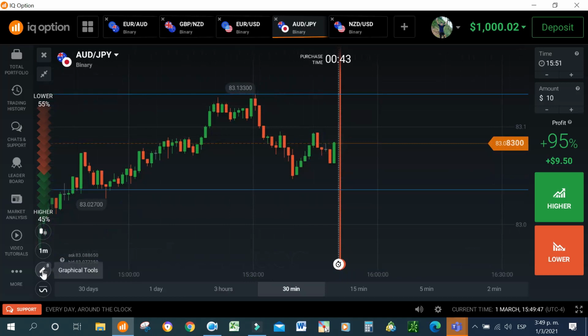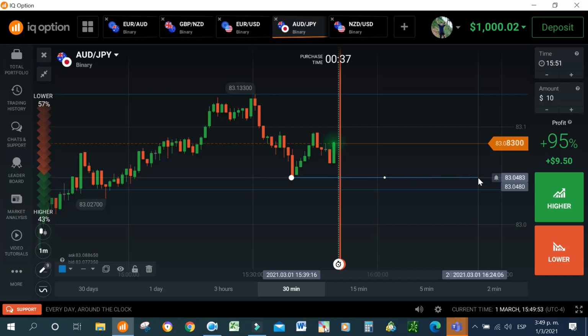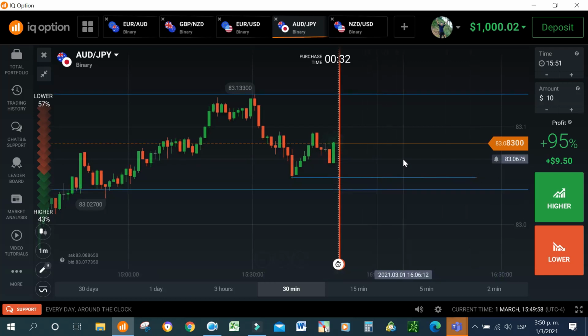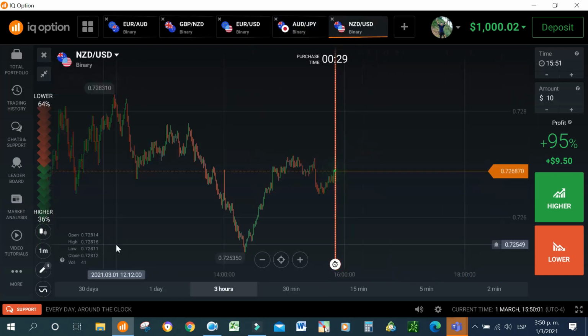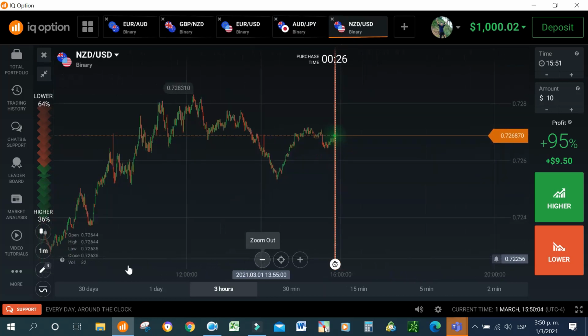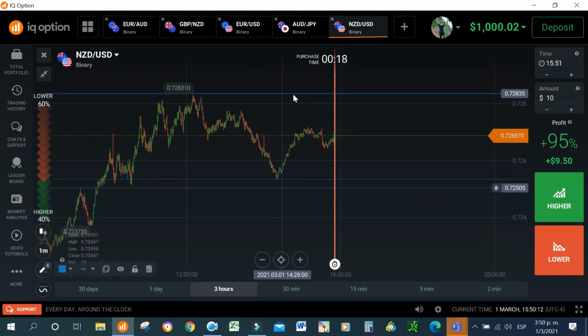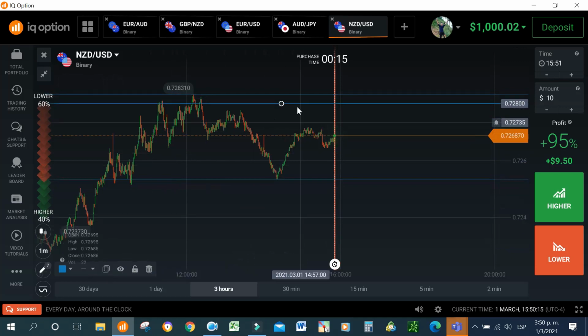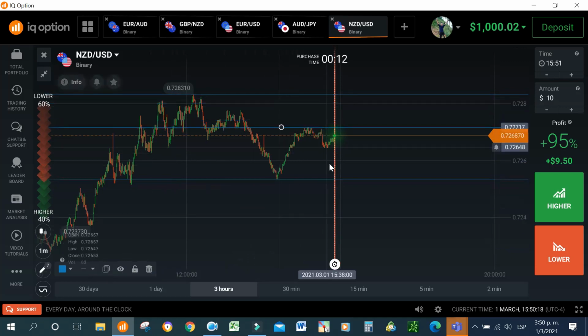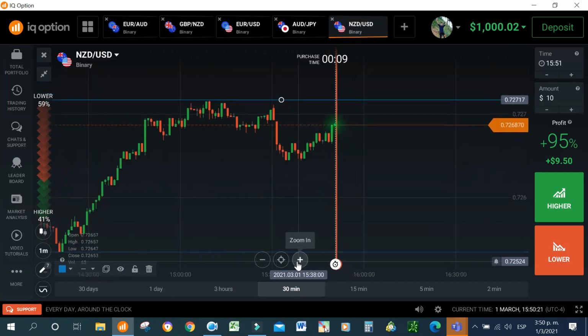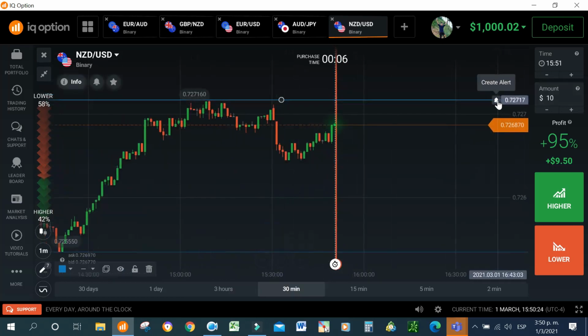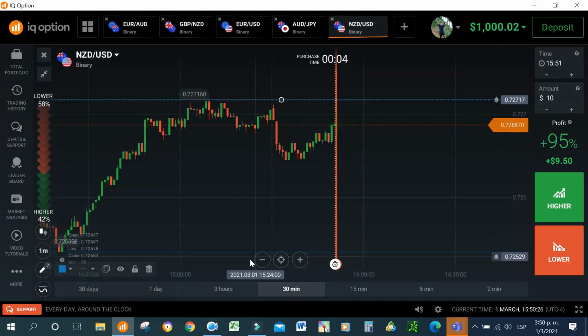Okay, and again, let's do one more time. Let's place this level. It's not very important because it's very close to a lower level. And finally, let's do the same with this pair. We place our levels, the most recent levels, and let's zoom in to see. So here, let's place an alert.